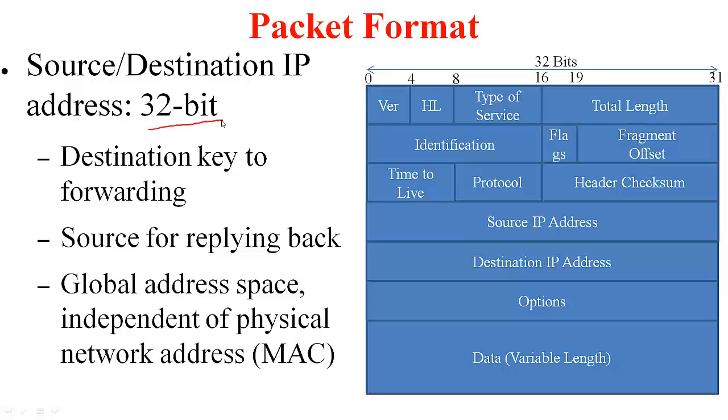The main characters in the packet format are the source and destination addresses. So these are 32 bits each. Without a destination address, there is no forwarding. So destination is the key to forwarding. So you also include the source address so that the destination can reply back to the source. So these addresses are unique, much like the addresses at the link layer, the MAC addresses that we have seen, and these are also independent of the physical network address. We will spend a considerable amount of time on addressing later.